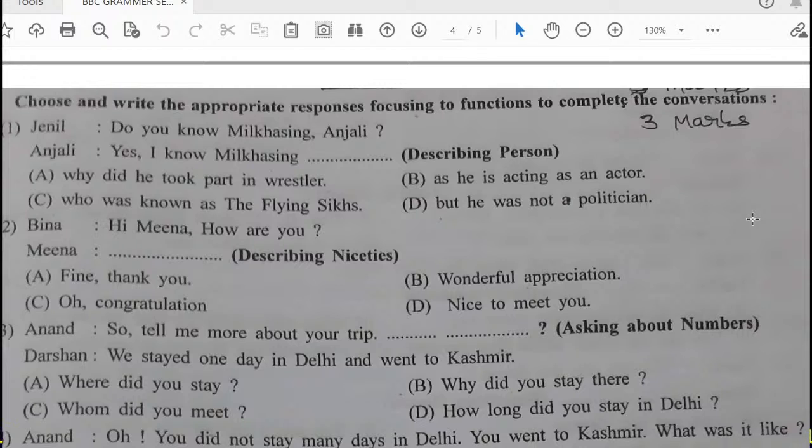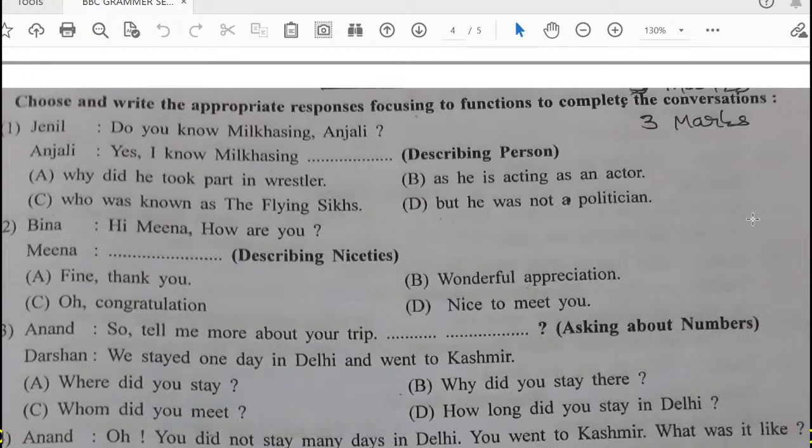See option B, why did you stay there? Do you find any reason given? No. Third, whom did you meet? Do you think so? No. We have to ask about numbers. So see the answer of Darshan: we stayed one day in Delhi. Right? So we are giving a number, one day. So what will be the question for one day? So option A is not right, B is also not right, C is also not right. But option D, how long did you stay in Delhi, is the proper option.